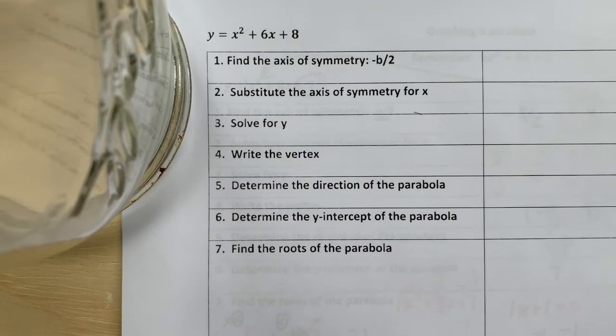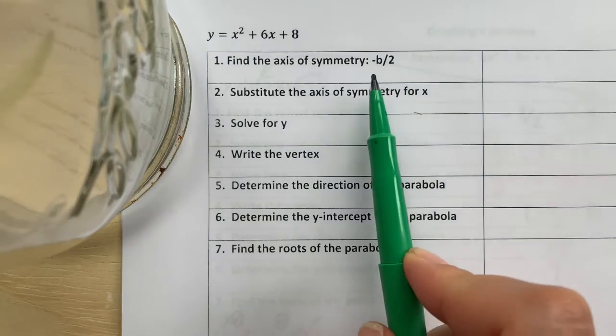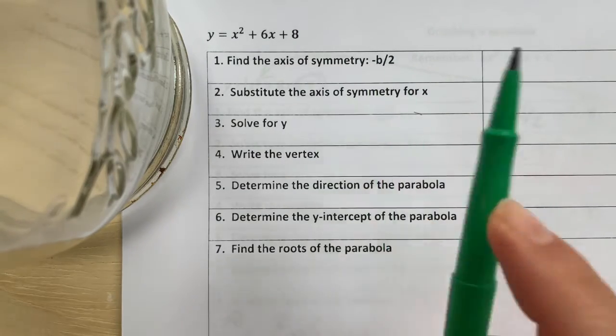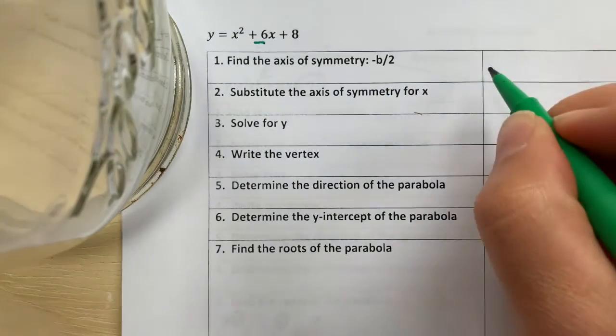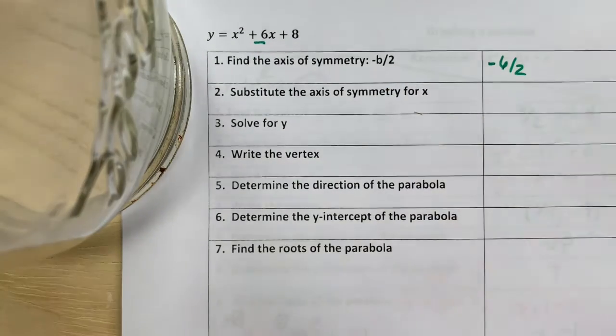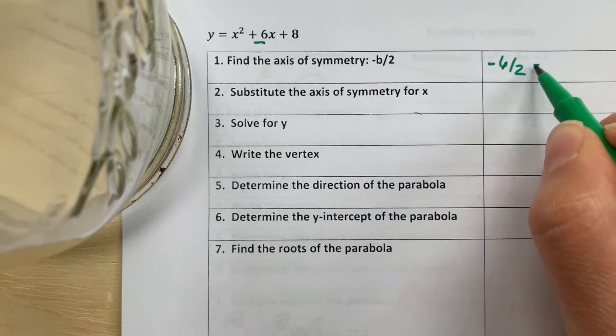Our last example. It's always the same. We're going to first find our axis of symmetry. It tells us that it's negative b over 2. So I'm going to find my b, which is 6. So it's negative 6 divided by 2. Negative 6 divided by 2 is a negative 3.